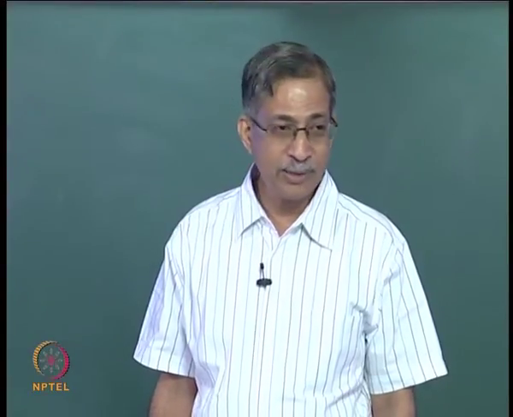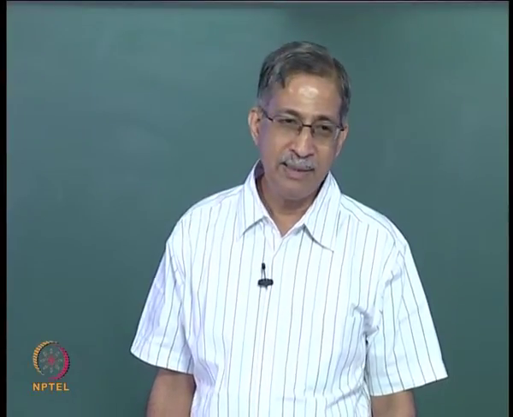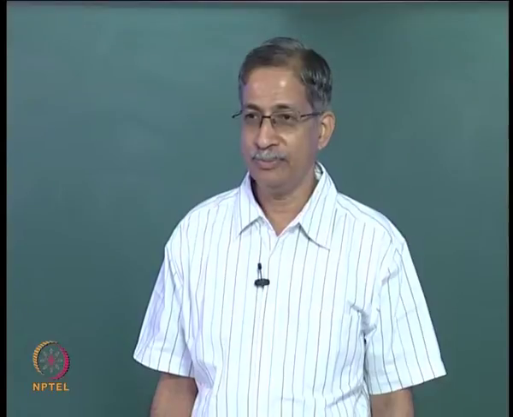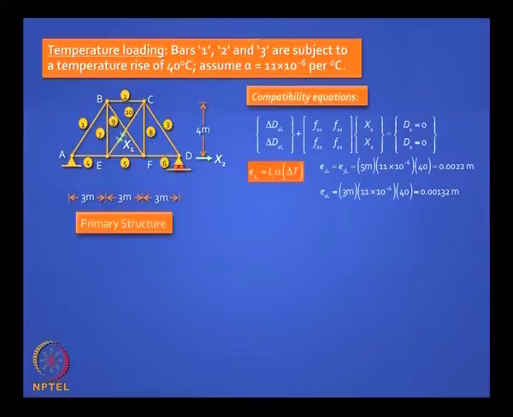You can invoke the unit load method, isn't it? If you want to find delta D1L, what should you do? You apply F1 equal to 1, so you do that. But first, in your primary structure, if bars 1, 2 and 3 elongate, you have to find out those elongations, which is nothing but L alpha into delta T, that is a straightforward calculation, right. If your alpha is this and your delta T is 40 degrees and your L is this, you can figure out what is E1L, E2L and E3L, that is straightforward. Then what do you do?